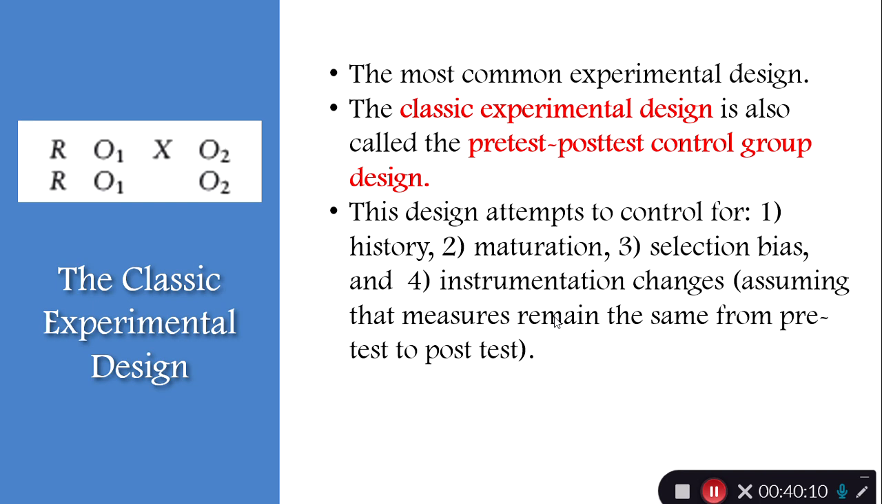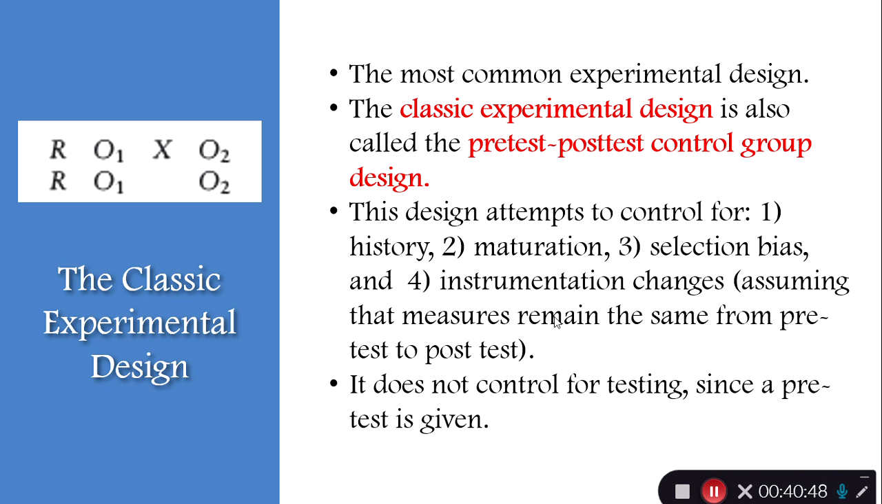This design attempts to control for history, maturation, selection bias, and instrumentation changes, assuming that measures remain the same from pretest to post-test. So as long as those measures remain the same, then this particular design does control for instrumentation changes. But if that instrument changes, then we have a problem. So that becomes a threat if for some reason the instrument that we're using to measure outcomes changes. Otherwise, if it doesn't change, then we're okay.